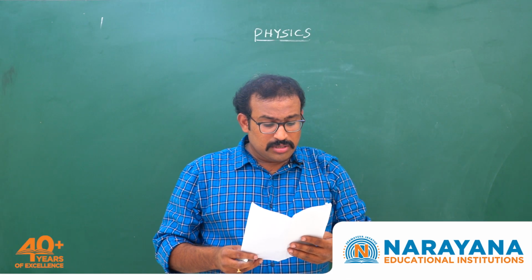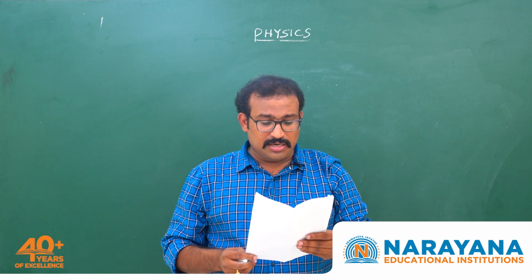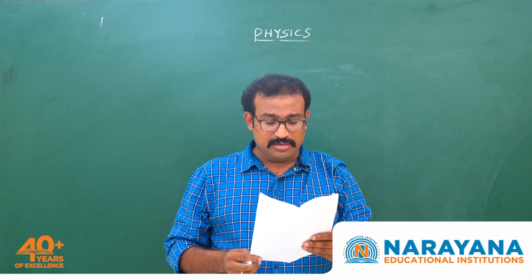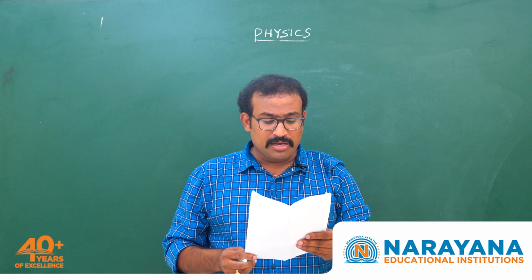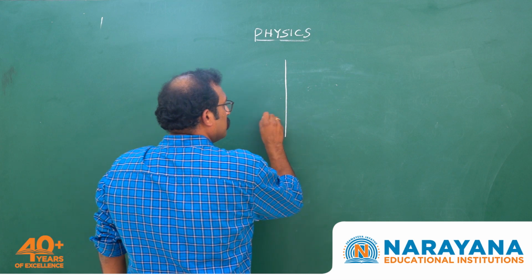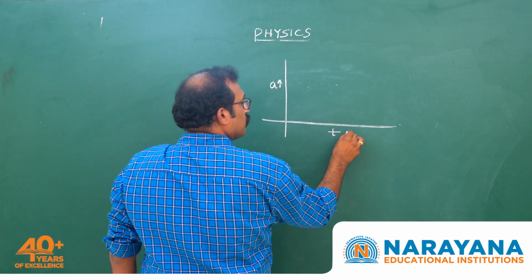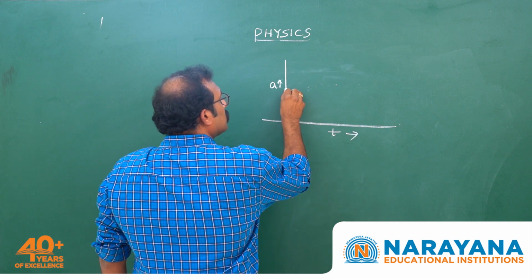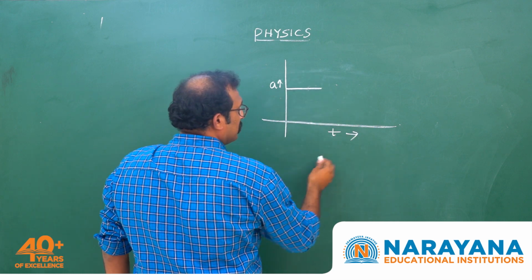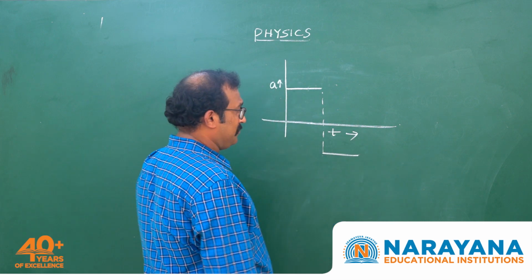Let us discuss the fifth question solution. A particle starts from rest, and undergoes an acceleration as shown in the figure. The velocity time graph from the figure will have a shape. From the acceleration time graph shown, initially the value is positive, and after some time the acceleration is negative.